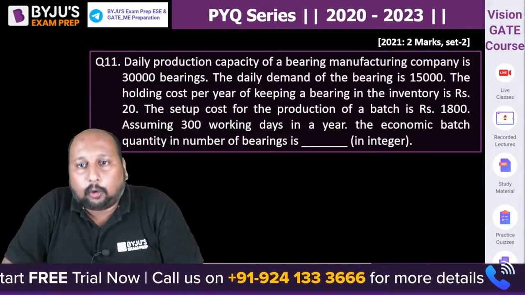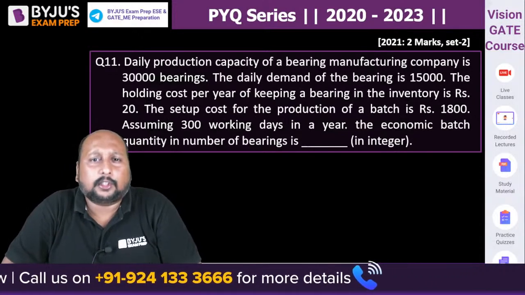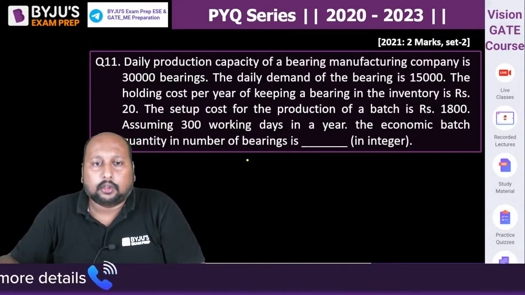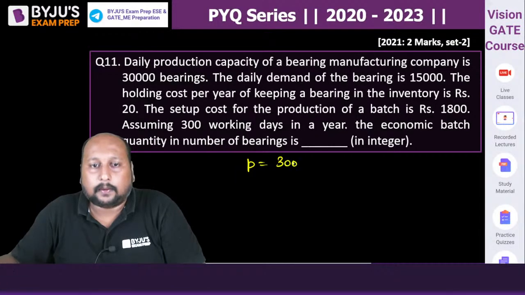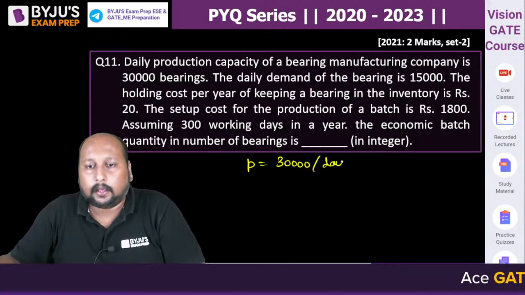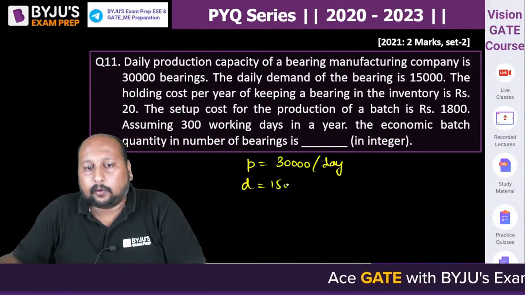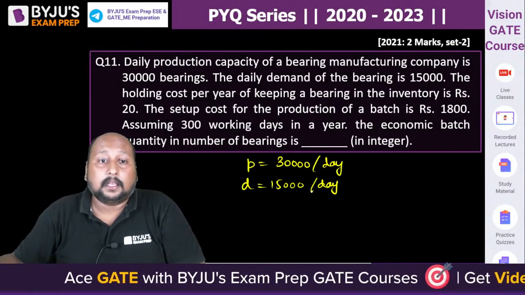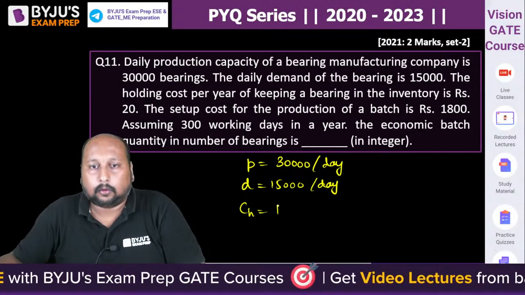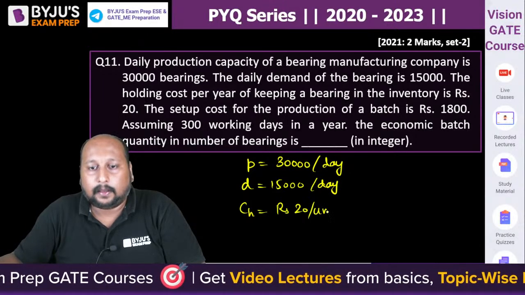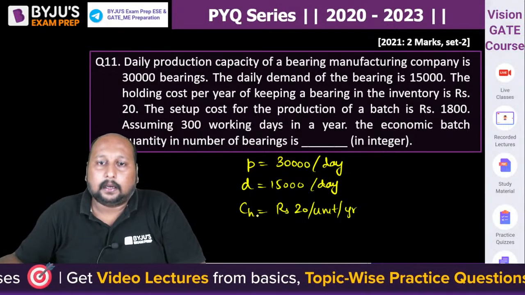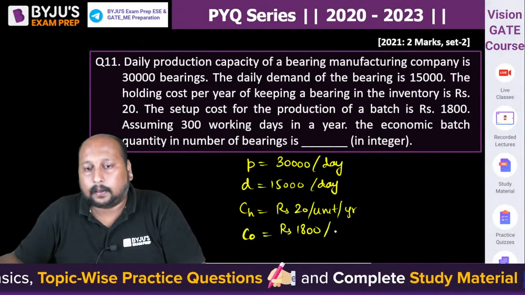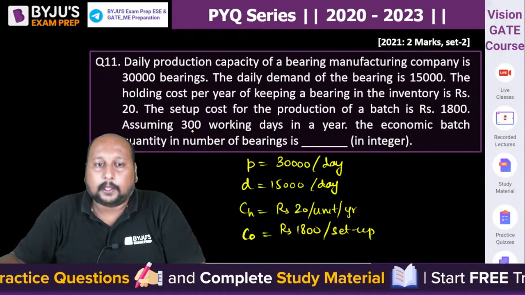Again from EOQ, a 2 marks question from 2021. Daily production capacity of a bearing manufacturing company is 30,000, so P is equal to 30,000 per day. The daily demand is equal to 15,000 per day. The holding cost per year for keeping a bearing is rupees 20 per bearing per year. And the cost of setup, that is CO, is rupees 1800 per setup. Assume the working days as 300.